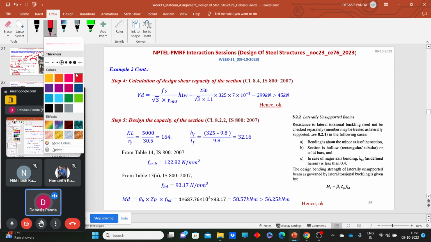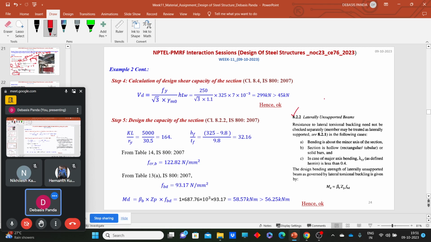So it's a laterally unsupported beam. Obviously, for laterally unsupported beams, we need to look at clause 8.2.2. Here we can calculate the MD value using the formula beta B, ZP and FBD. We have the value of beta B because the section is a plastic section, so beta B is 1.